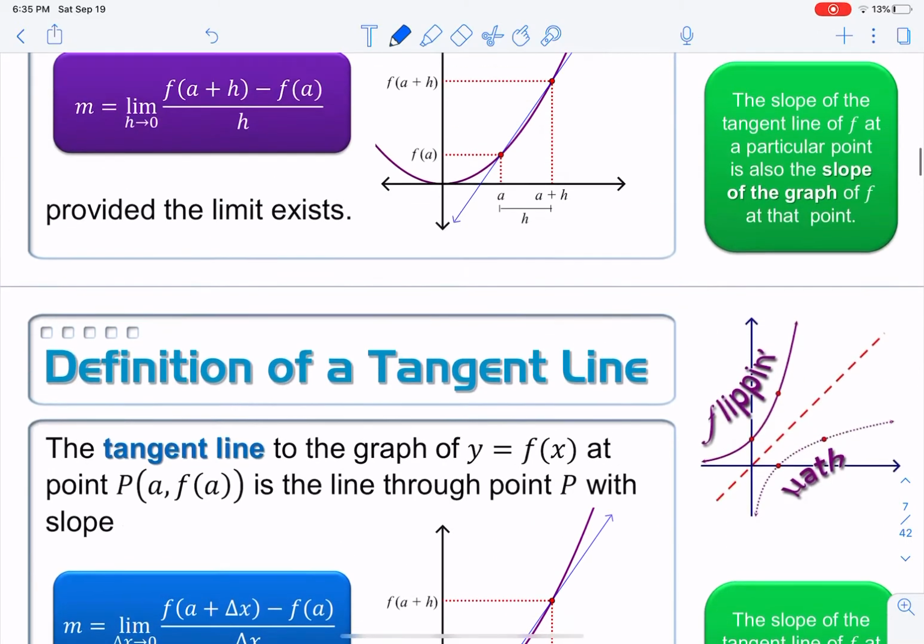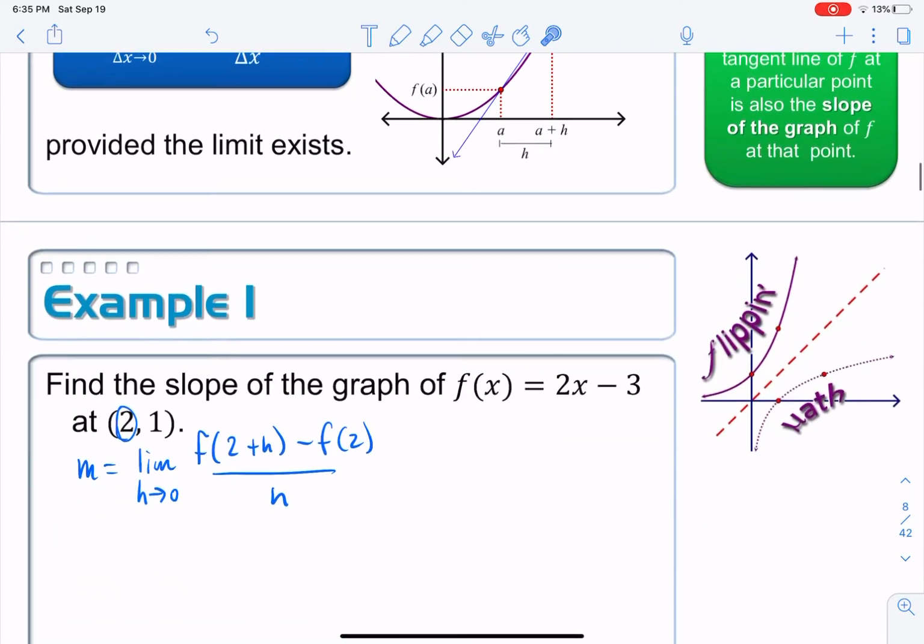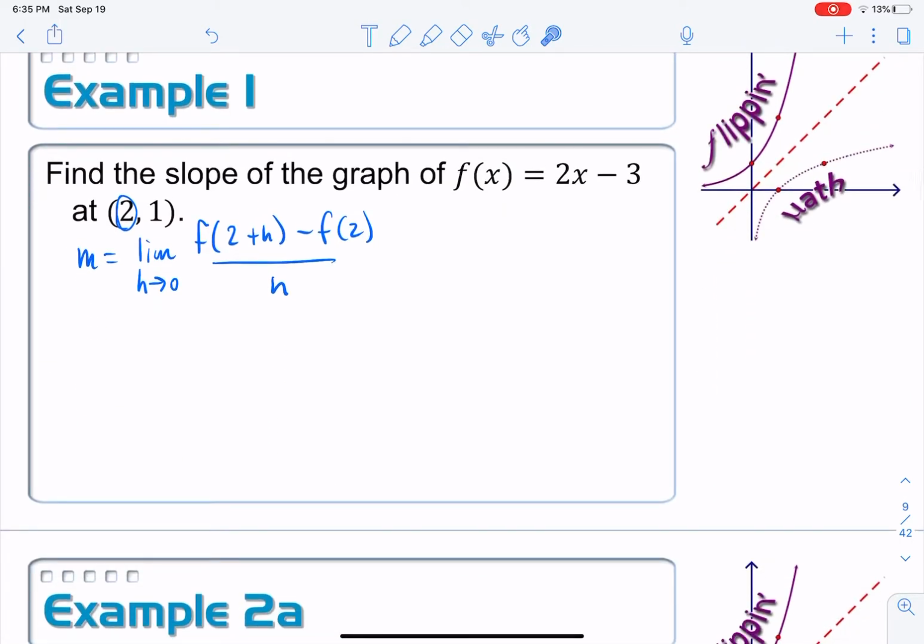So just take a look. I set it up exactly like this. This a value in here, that's where I'm trying to find the slope of the tangent line. And this h is the variable for the limit. It's the thing that I'm trying to collapse down to 0. All right, then, let's go ahead and use our function to find f of 2 plus h and then also f of 2. Actually, I already know that. That's 1.